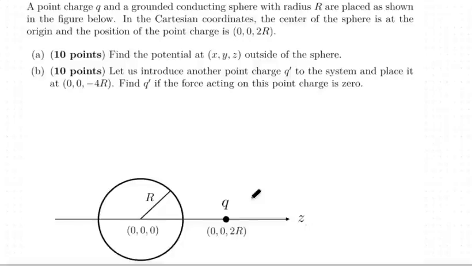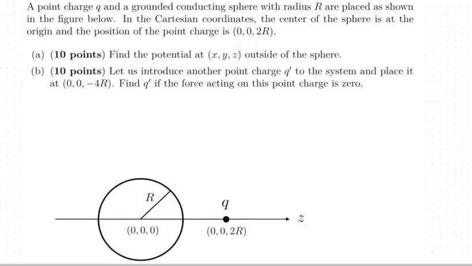Imagine you are given a question in this form. You have a point charge Q and a grounded conducting sphere with radius r placed as shown in the diagram. In the Cartesian coordinates, the center of the sphere is at the origin, and the position of the point charge is clearly stated on the diagram. The first question asks us to find the potential at x, y, z outside the sphere.